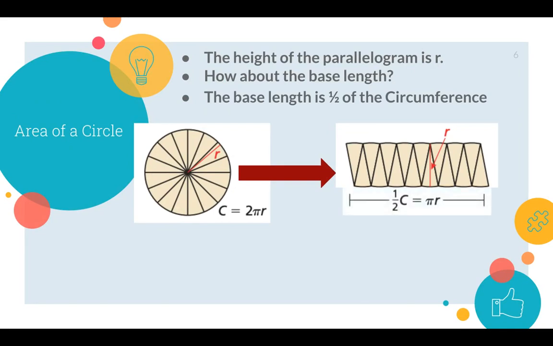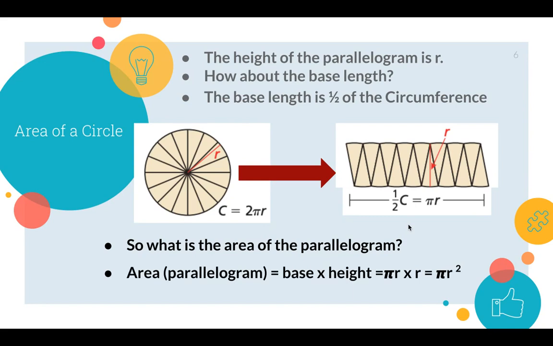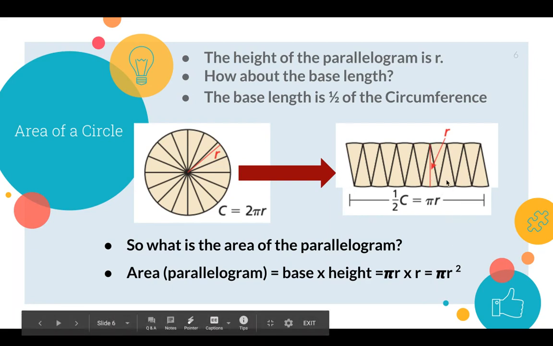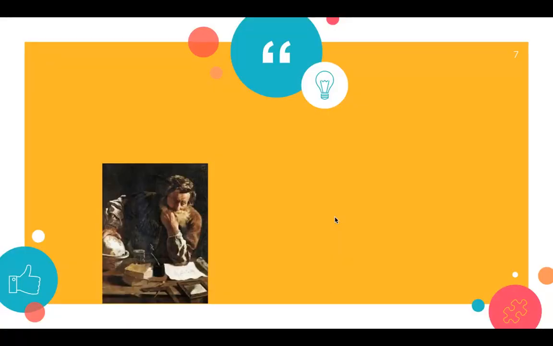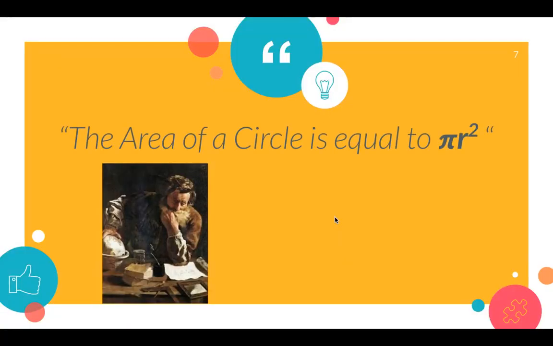Half of 2 pi r is just pi r. So what is the area of this shape? The area of a parallelogram is just base times height. And the base of this thing is pi r, and the height of this thing is r. So the area of this parallelogram is pi r squared. And that also tells us that the area of a circle is equal to pi r squared.